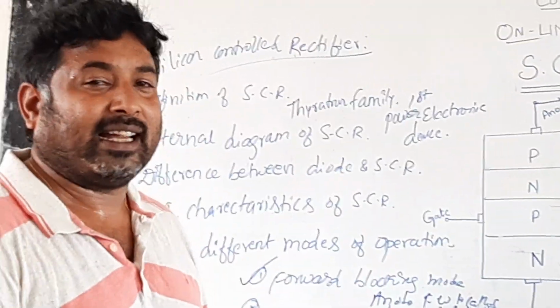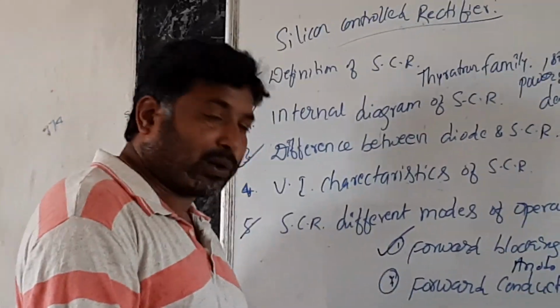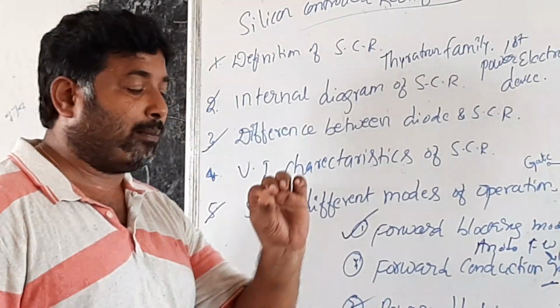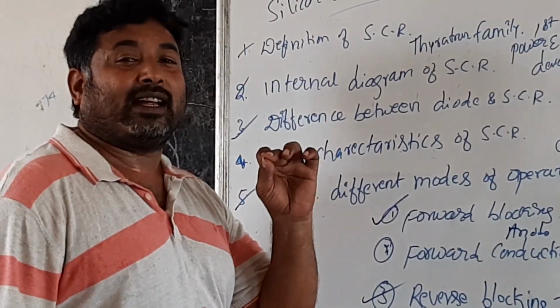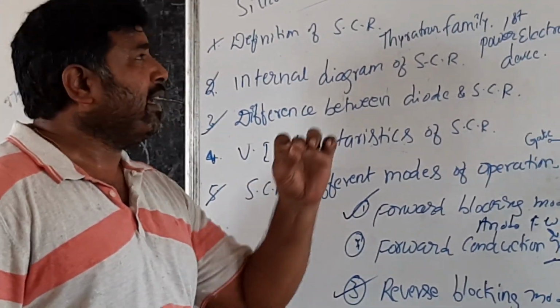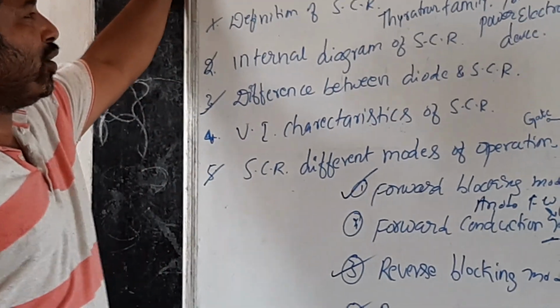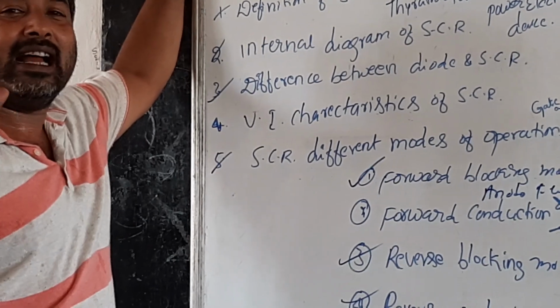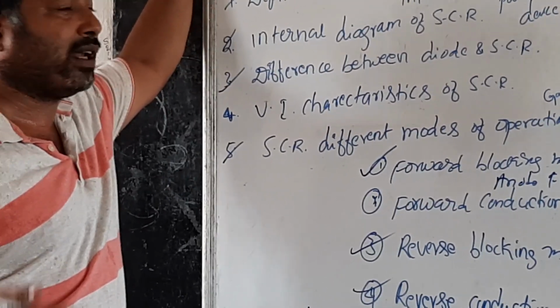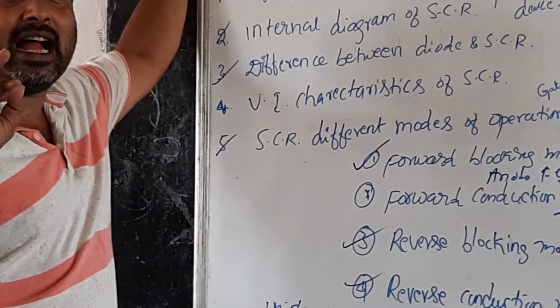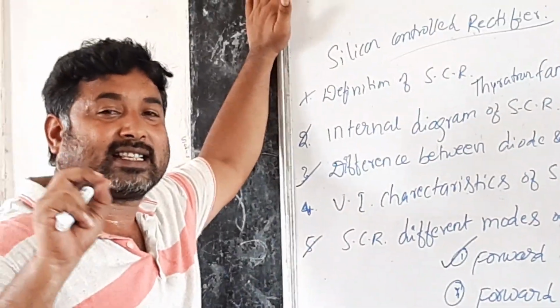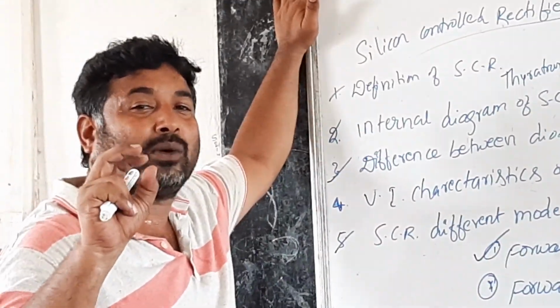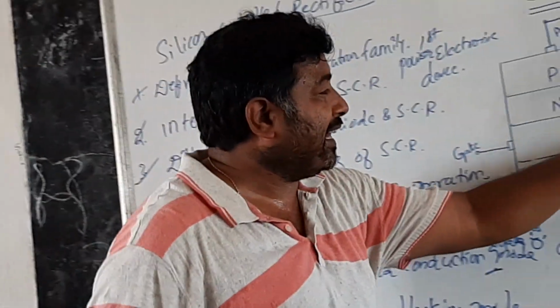Now we recall once again what is meant by SCR. SCR means silicon controlled rectifier. In the Thyristor family, this is the first rectifying power electronic device. How is it supposed to be functioning? Before discussing these things, first we have to know the difference between a diode and a rectifier. In case of a diode, we have only two terminals, called anode and cathode. On the other hand, SCR has three terminals: anode, cathode, and gate.